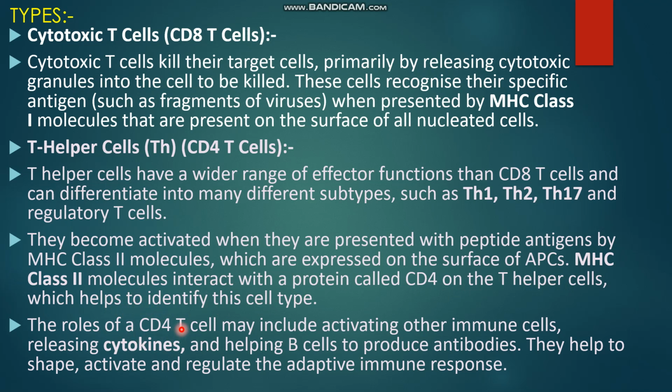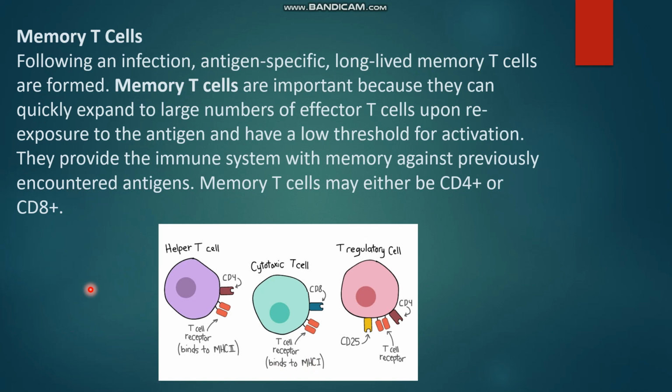The role of CD4 T cell may include the activation of other immune cells, releasing the cytokines and helping B cells to produce antibodies. They can help to shape activation and regulate the adaptive immune response. Another type is memory T cell. Memory T cells are important because they quickly expand to a large number of effector T cells upon re-exposure to antigen and have a low threshold for activation. They provide the immune system with a memory against previously encountered antigen.